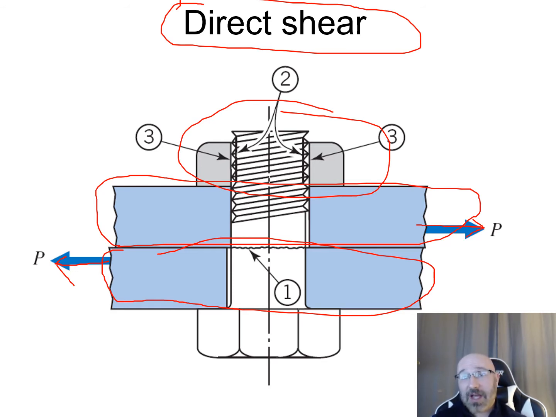But in this design class, we want to start thinking about not just the one isolated issue, but all the combination of issues that we may have and different ways to design things. So let's just take a look. This is a direct shear problem though. We can see we've tightened that down to the correct torque specs, and we have this material right there.